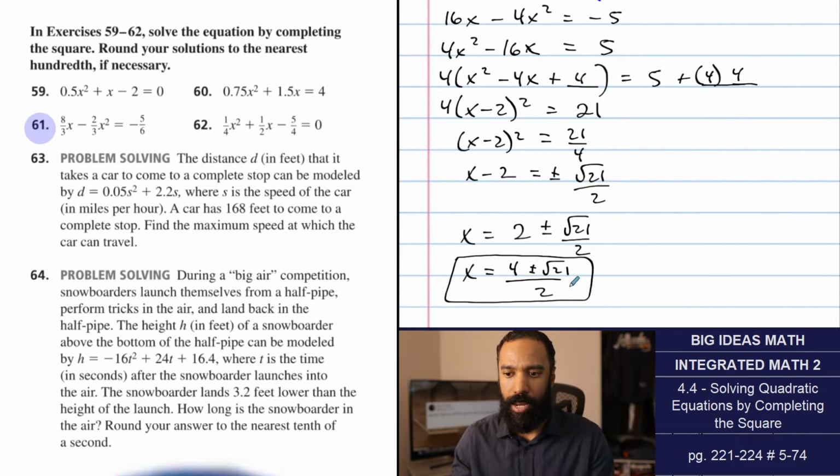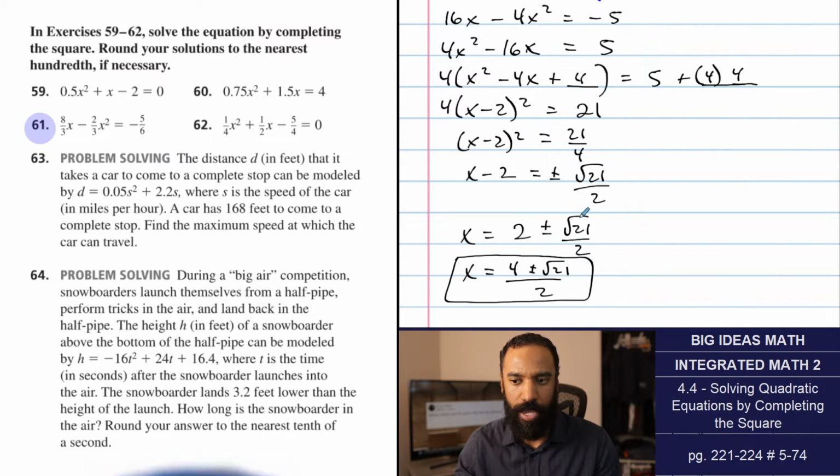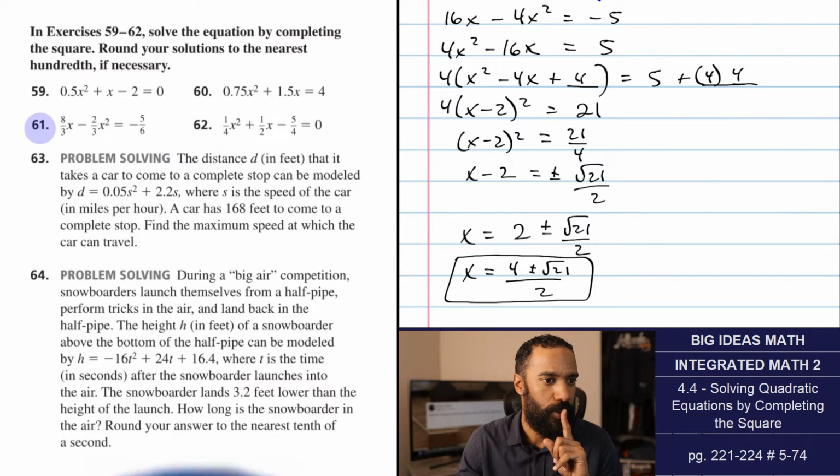Anyway, I got 4 plus or minus root 21 over 2. Again, 4 over 2 is 2, so we get a common denominator. Root 21 cannot simplify, so we leave it like that. But let's get some approximate answers out for you guys. So 4 plus the square root of 21 over 2, and 4 minus that. Let's get those out first, and then I'll write them.